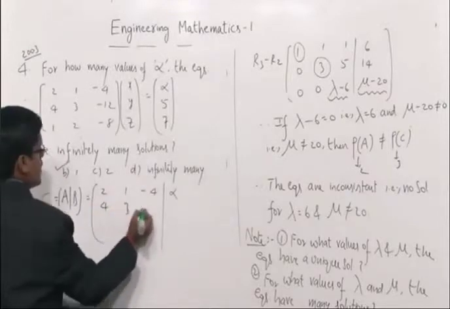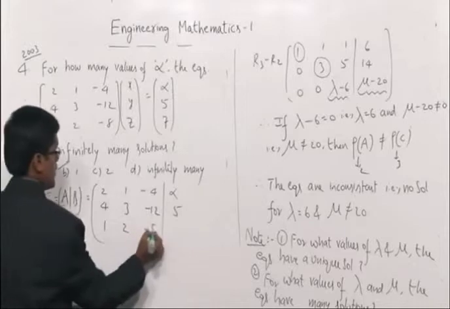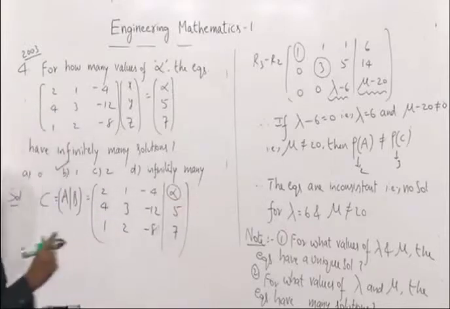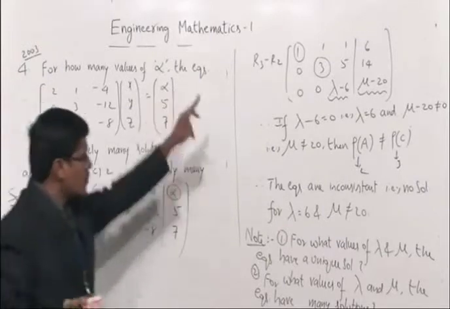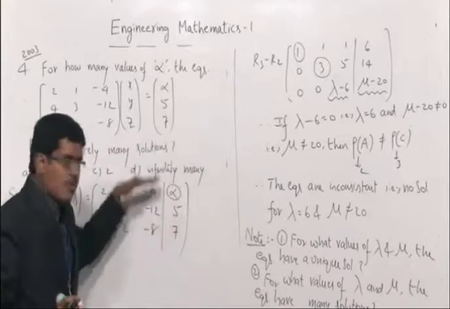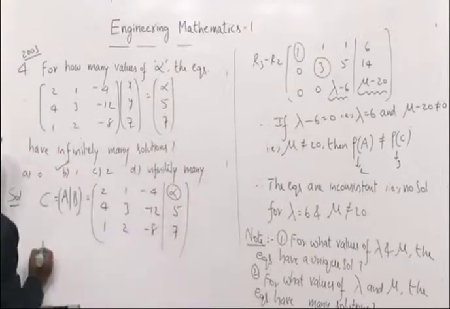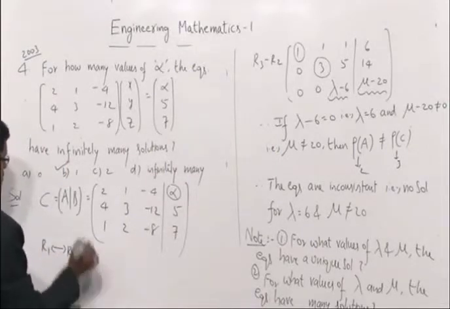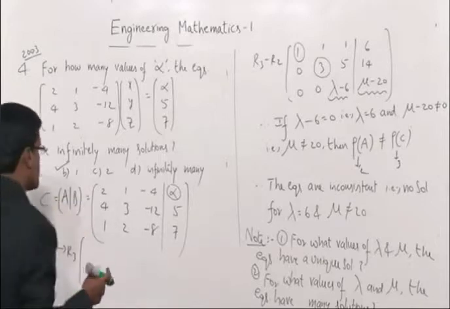4, 3, minus 12, 5. 1, 2, minus 8, 7. Here the element you are going to find in the entire problem is already located in the first level. I told you in the previous problem, whatever you are going to find, bring it into the last level. That means you interchange R1 and R3. This is the hint for this problem. If you do not apply this step, you will find it difficult.